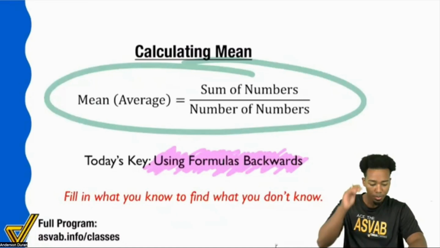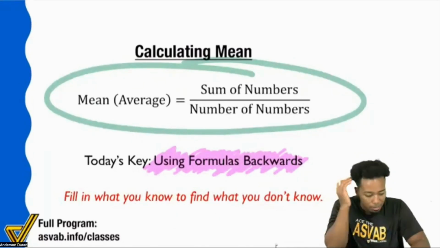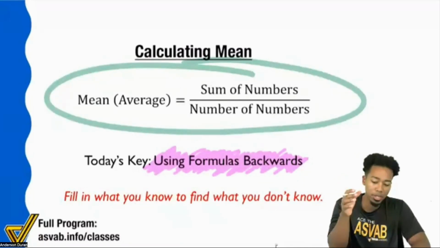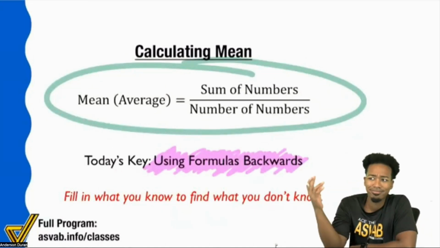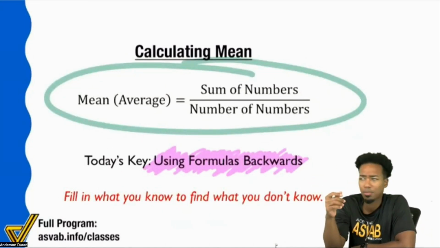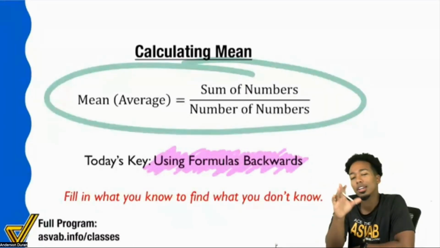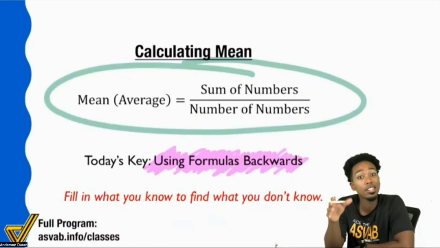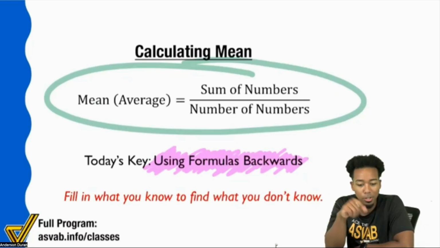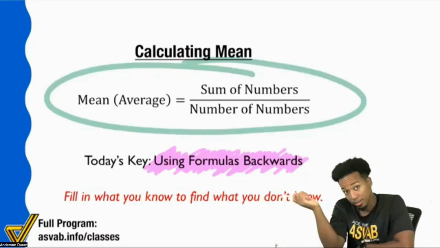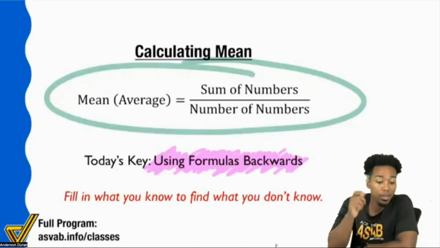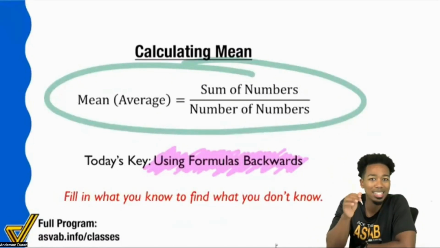So, I'm going to explain mean in a different way, because when you look at what we have there in green, it's pretty robotic, right? That sounds like it's coming right out of a math textbook. I'm going to make sure to explain this in English, okay? Now, the last thing I want you to write down here is in red, right over here. So fill in what you know to find out what you don't.